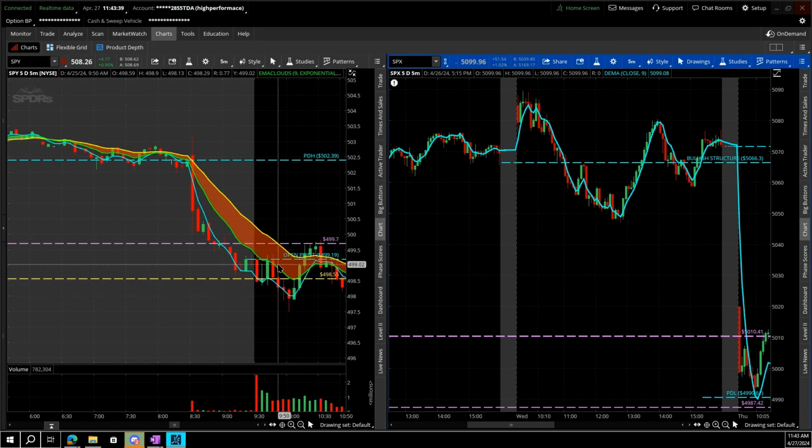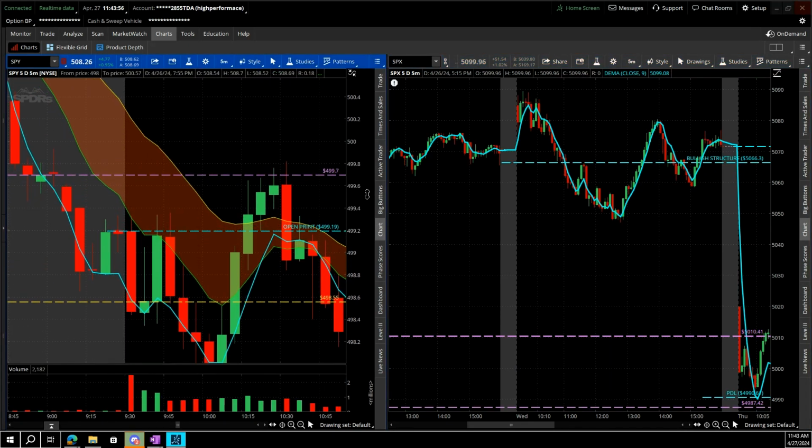I can't just make a long because buyers invalidated the cloud. I still need my structure. I still got to play my levels. And that really helped me here, because then price rips up, rejects 49970, falls below OP. I put on a short play right here, comes back down, tags it, catch a move, targeting the lows.